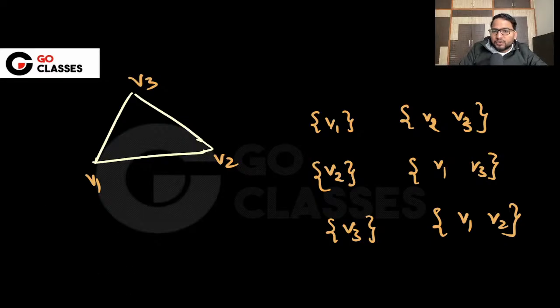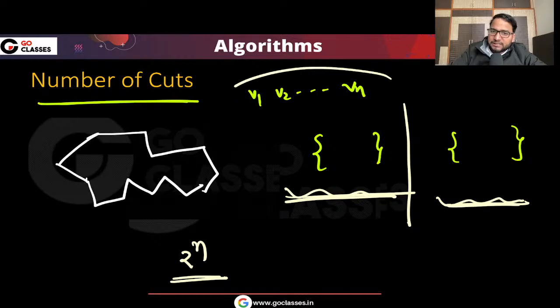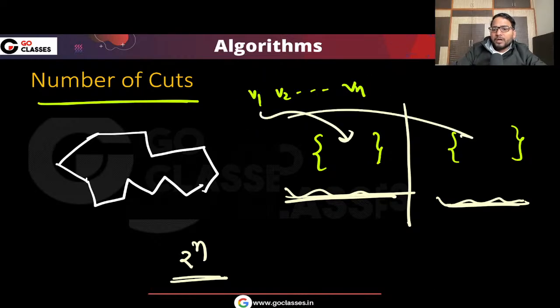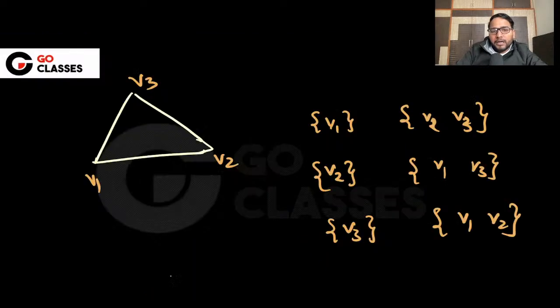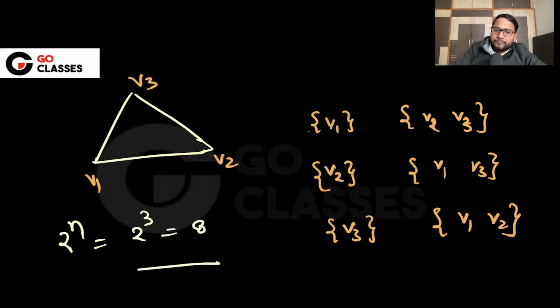But as I just told you, if you have n vertices, then every vertex has 2 choices, either to go here or to go here. So for n vertices there seem to be 2 power n choices. But here, 2 power 3 is 8, but this is not 8, you just have 3. So why is that the case?